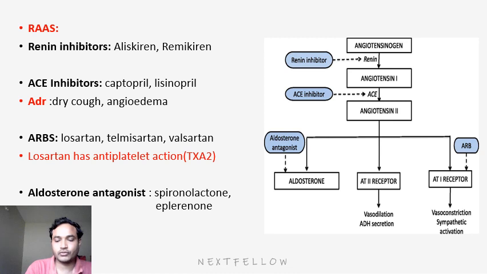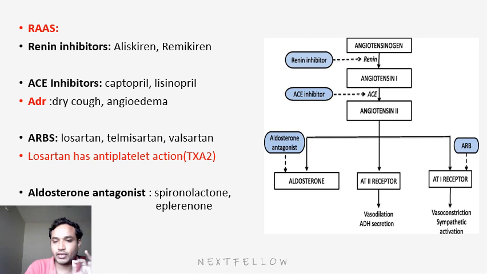If you see this figure, angiotensinogen is a protein produced from the liver. It is converted to angiotensin 1 with the help of renin. This renin is blocked by renin inhibitors, aliskiren and remikiren. Next, angiotensin 1 is converted to angiotensin 2 by angiotensin converting enzyme. This enzyme is blocked by ACE inhibitors: captopril, lisinopril. These drugs cause dry cough and angioedema.